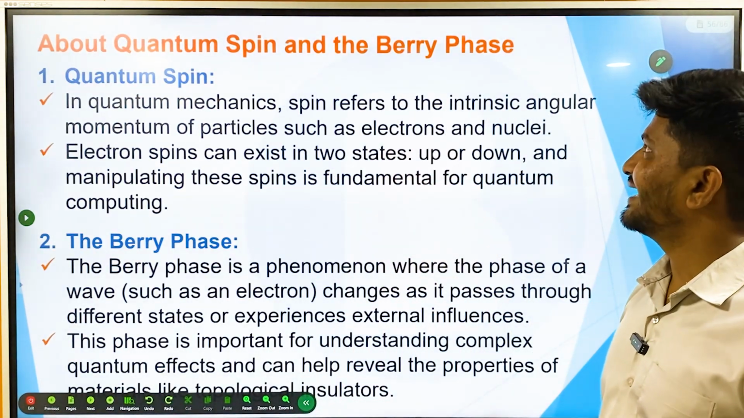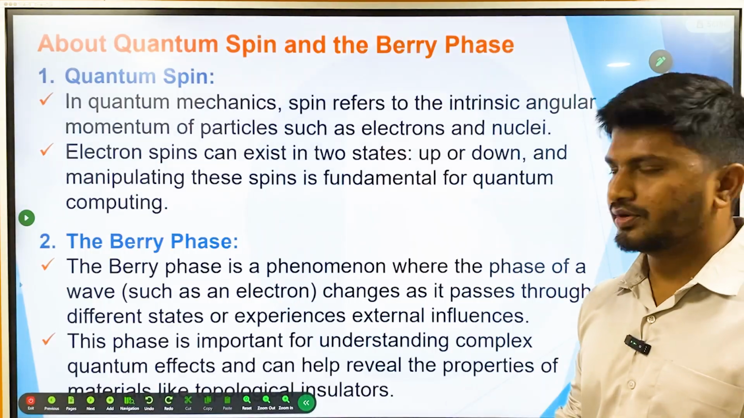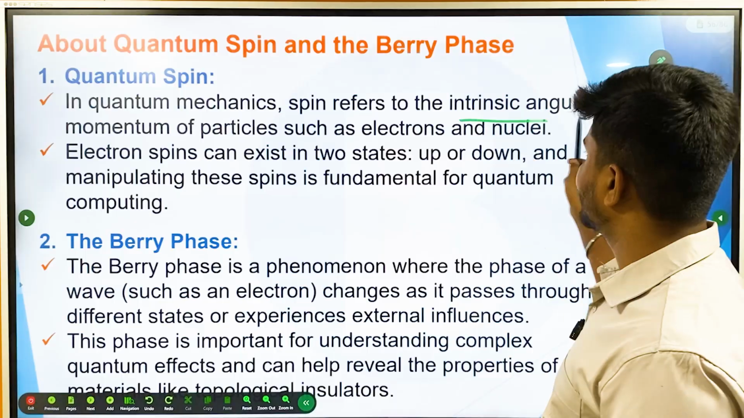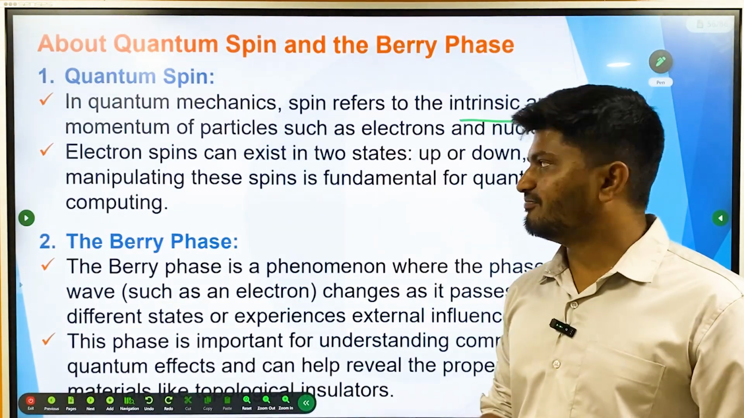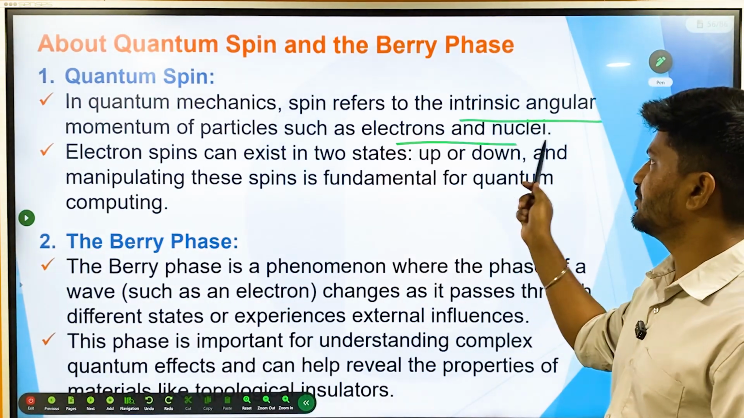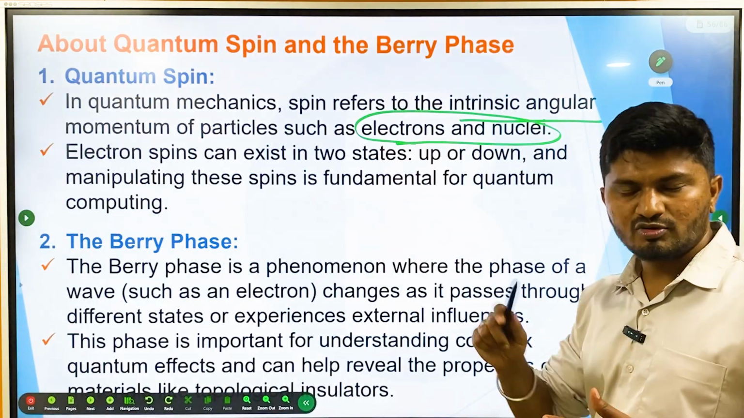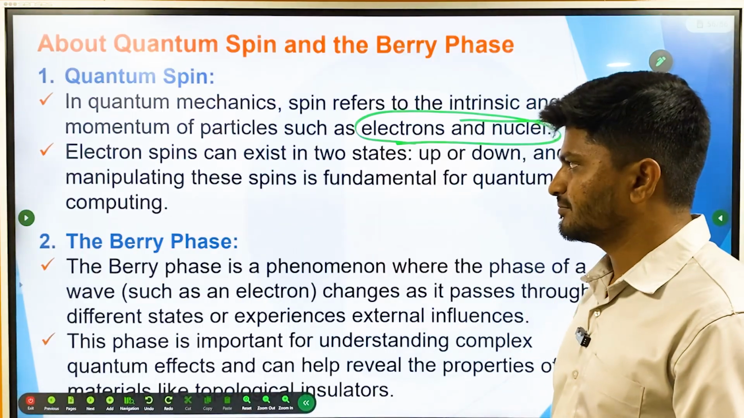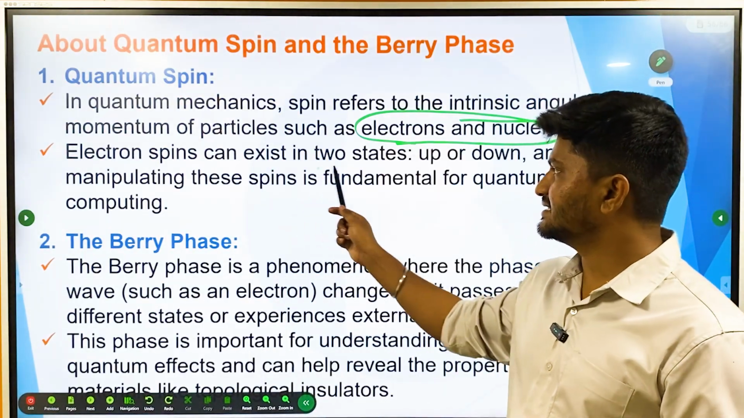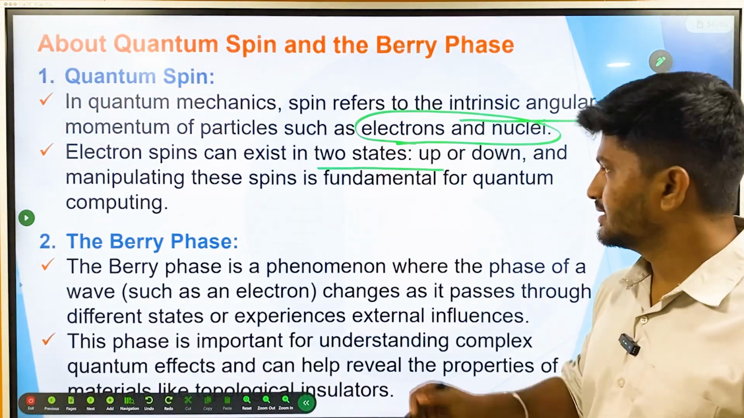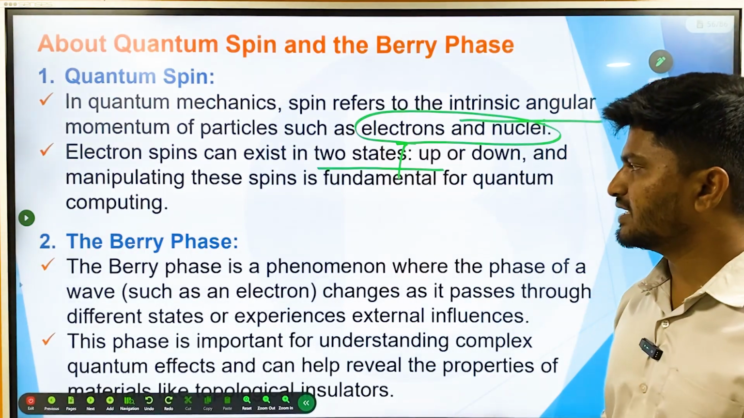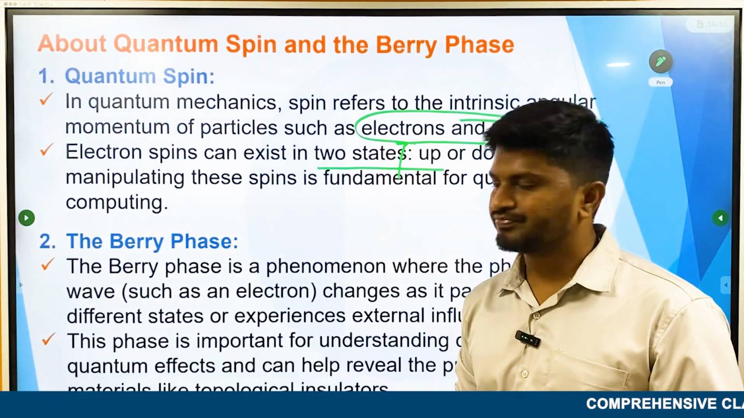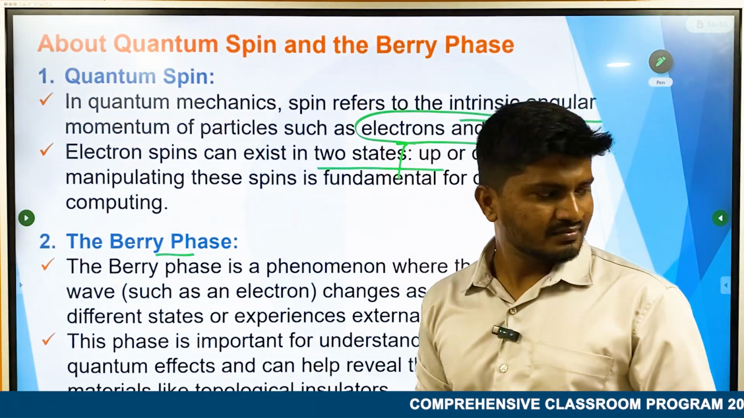About the quantum spin and the Berry phase. What is quantum spin? In quantum mechanics, spin refers to the intrinsic angular momentum of particles such as electrons and nuclei. There is an angular momentum, they keep rotating, that is called quantum spin. Electron spins can exist in 2 states, that is up or down, and manipulating these spins is fundamental for quantum computing.